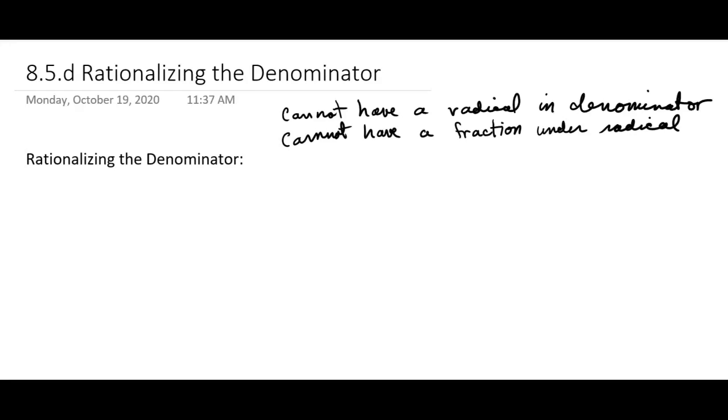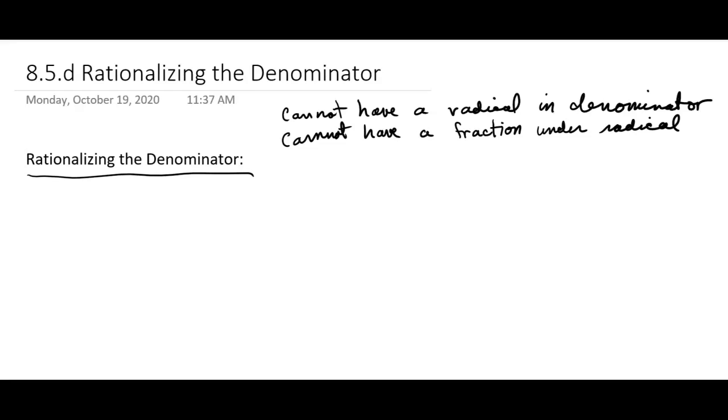So to get rid of the radical in the denominator, we have to, what we say, rationalize the denominator. So that's what these next few videos are going to be talking about, is rationalizing the denominator. And what we mean by that is we're making sure the denominator does not have a radical in the final answer. It's a rational expression instead of a radical expression. Okay, so the two kind of sound the same.